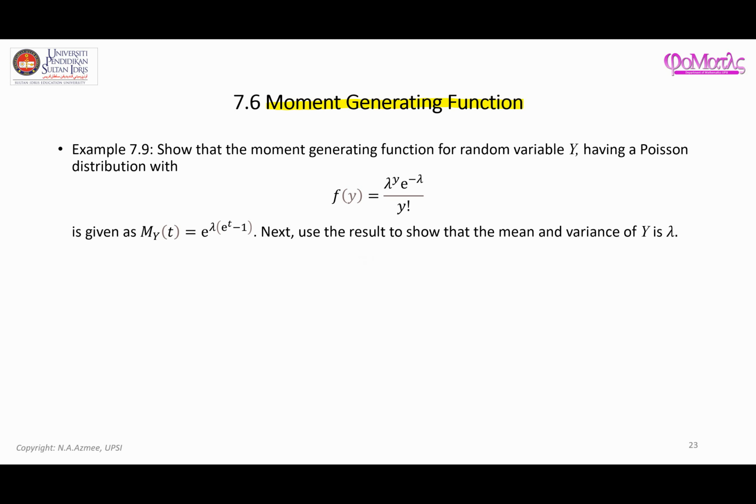In this video, I'm going to continue on with the idea of moment generating function and how it can be used to generate moments such as the mean, and also use it to come up with the variance of a random variable.